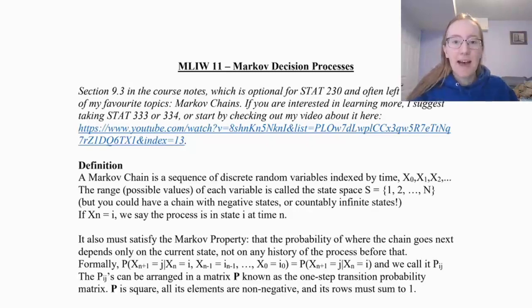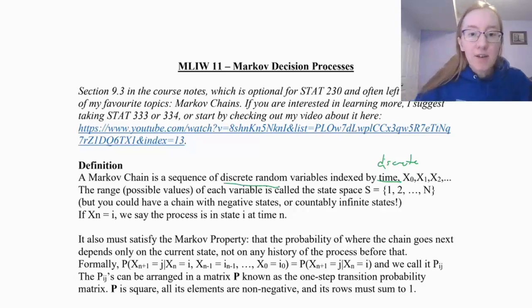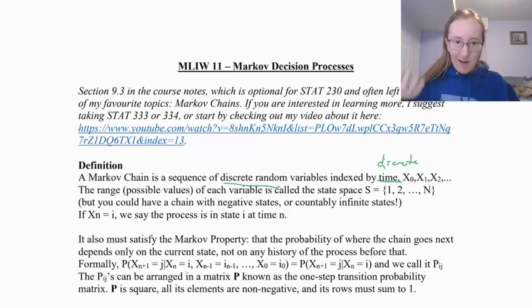The second condition is that the variables themselves, the values that they take on, also have to be discrete. So our first condition is discrete time. Second condition is discrete random variables. So each xi or xk or xn has to be a discrete random variable. So it has to have a countable range. And the range we usually refer to as the state space. Those are just the possible values that the variables can take on.